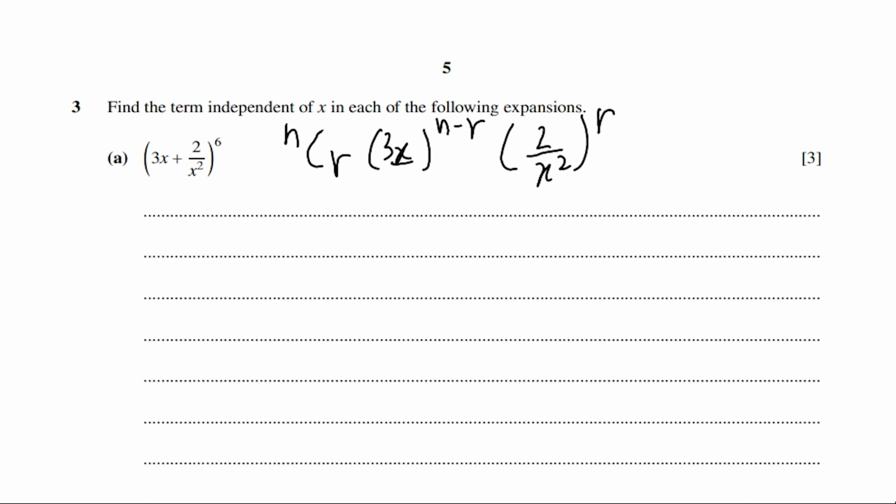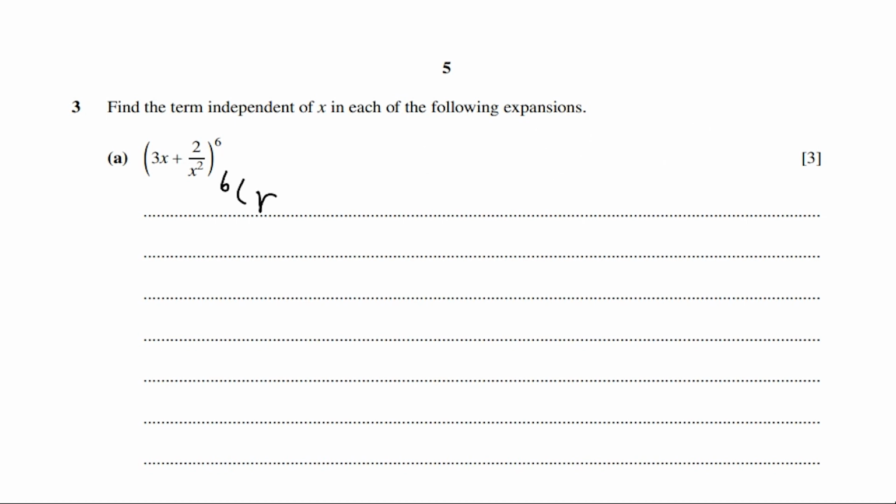Now we have to find the term independent of x. The term independent of x means the term where x is raised to the power 0. An easy way to do this is simply to use this method of expanding and write 6cr, 3x to the power 6 minus r, and since this is 2 upon x square, we can simply write this as 2x raised to the power minus 2, raised to the power r.